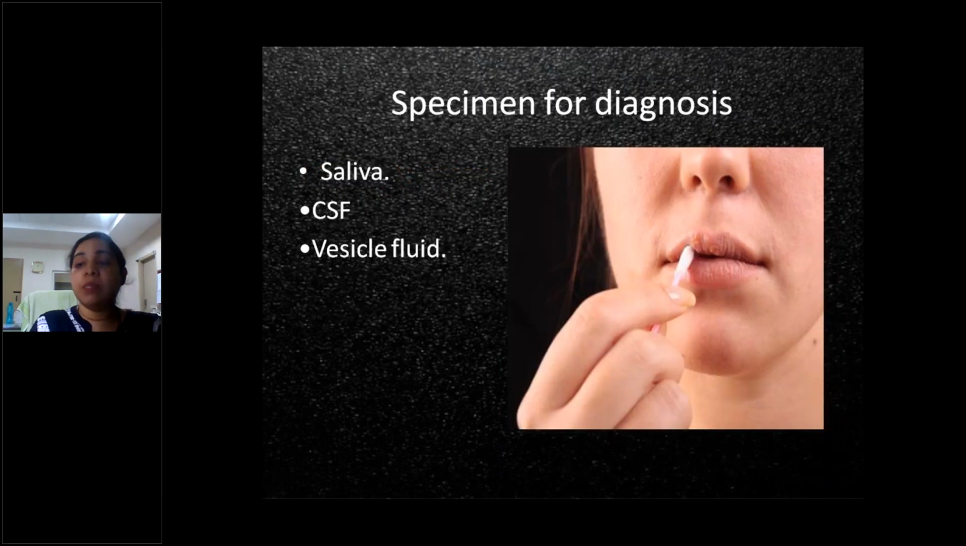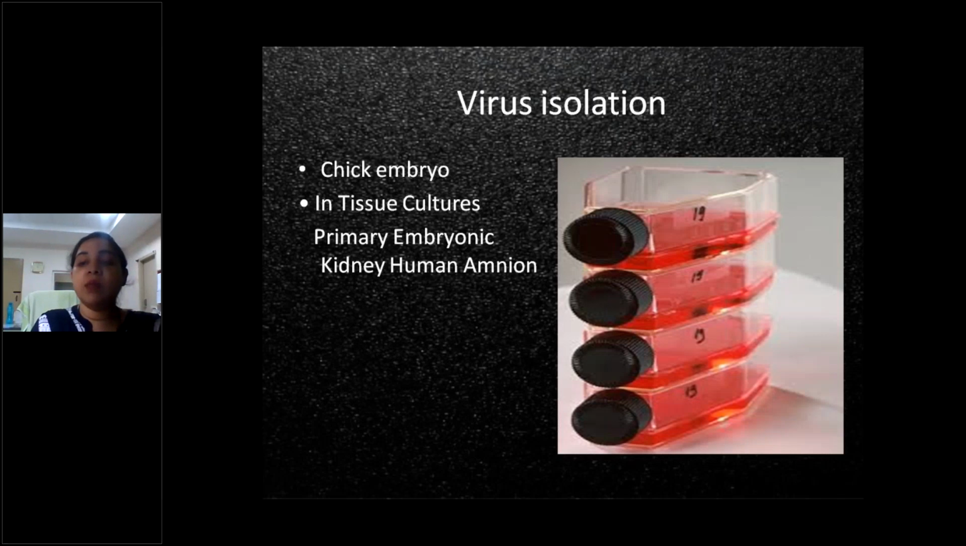Next, specimen. What is the specimen that you collect? Saliva, cerebrospinal fluid, and vesicular fluid. Next, virus isolation. How will you isolate the viruses? These are usually cell lines. Viruses are usually isolated in chick embryo and tissue cultures. The tissue cultures that we employ are primary embryonic kidney, human amnion, and others.